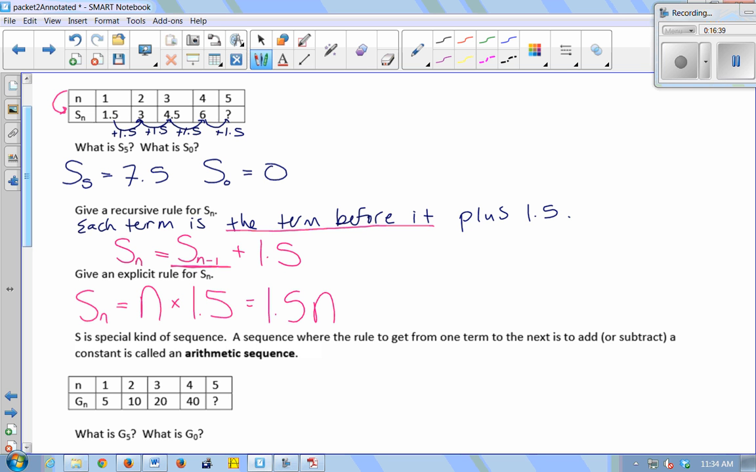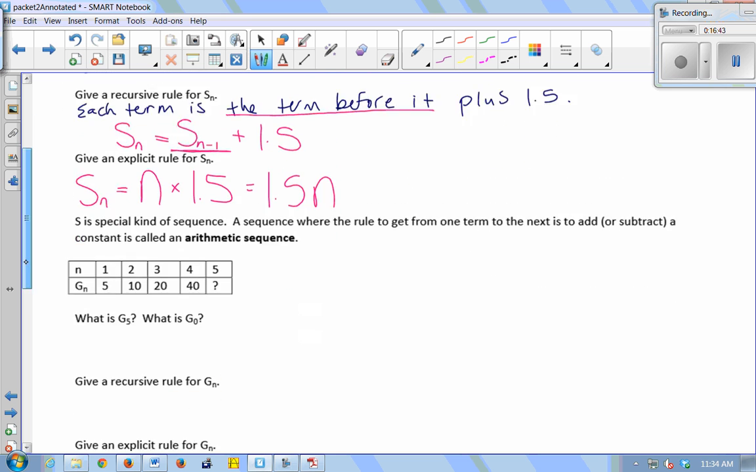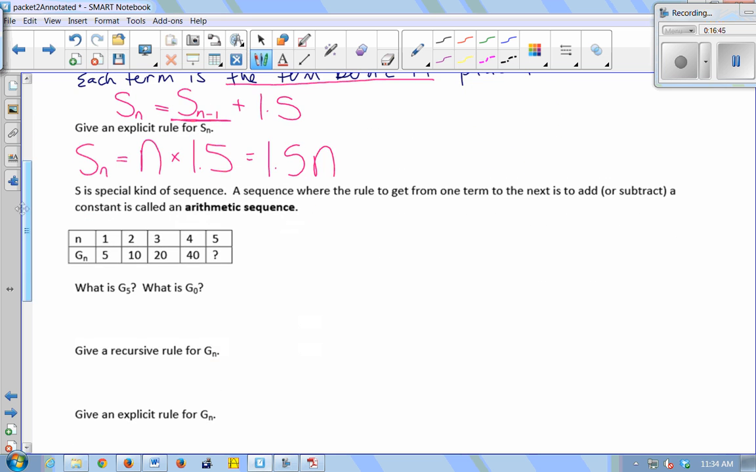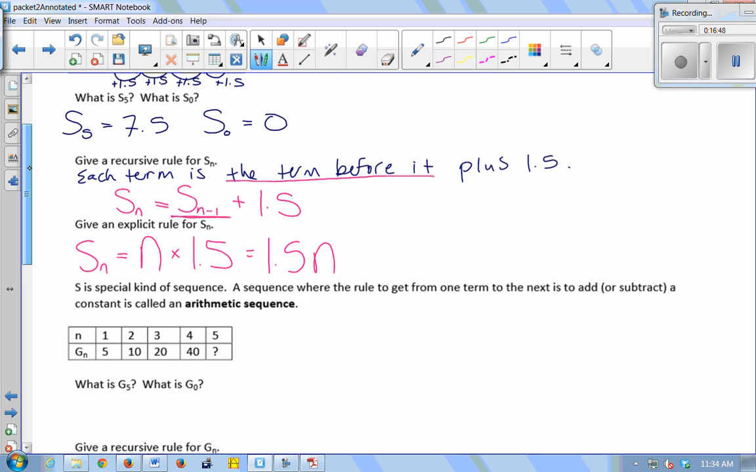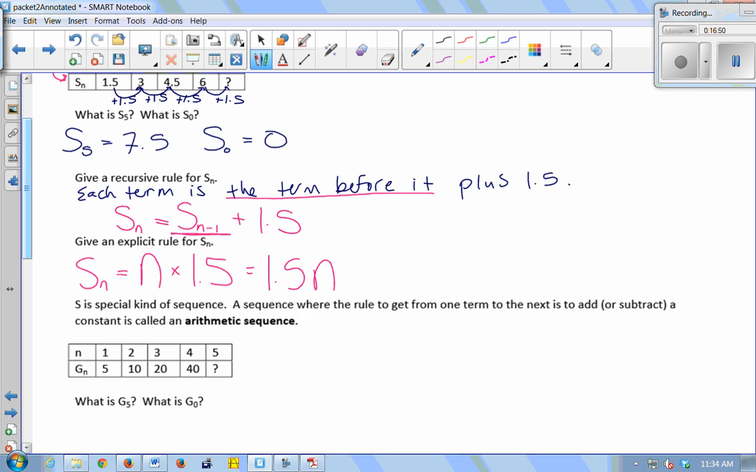Okay. Why don't you take another try... oh, sorry, I should say, S is a special kind of sequence, this one that we just talked about. A sequence where the rule to get from one term to the next is to add or subtract a constant amount, in this case 1.5. To get from one term to the next, we just add 1.5. Where you add any constant, that's called an arithmetic sequence. So it's just a little special name for that kind of sequence.